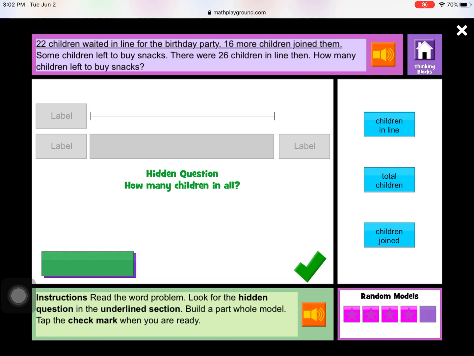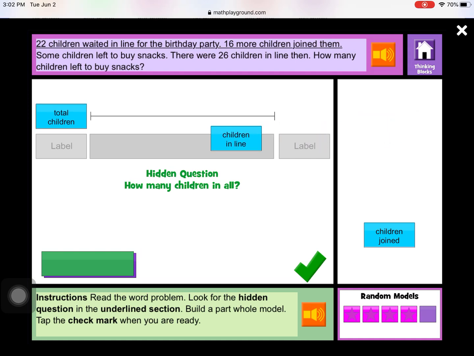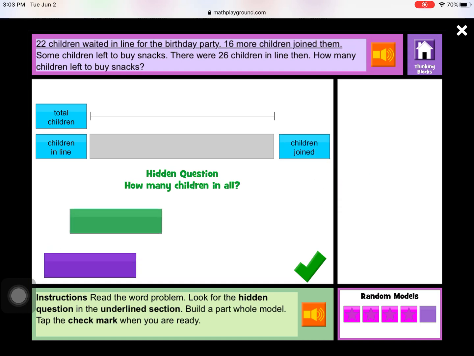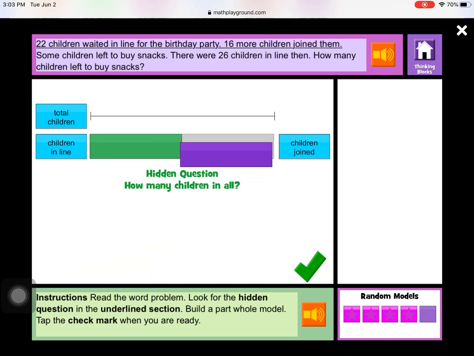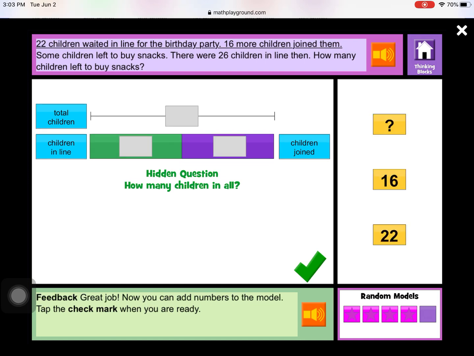22 children waited in line for the birthday party. 16 more children joined them. Some children left to buy snacks. There are 26 children in line then. How many children left to buy snacks? So I think this is my total number of children. I think over here is my children in line and my children that joined the line. I'm going to bring my bars up to check my thinking here.